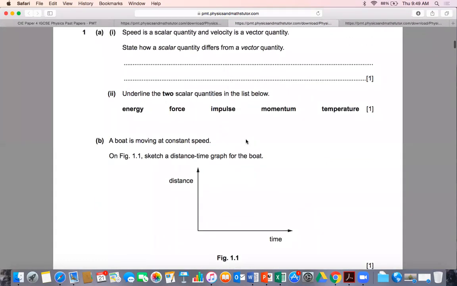Okay, so let's look at this. Speed is a scalar quantity and velocity is a vector quantity.